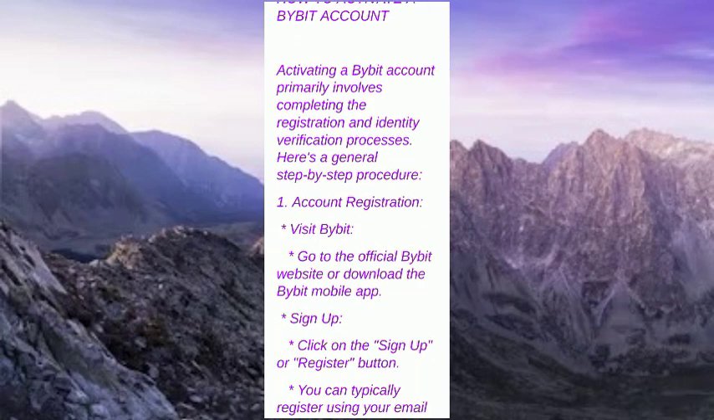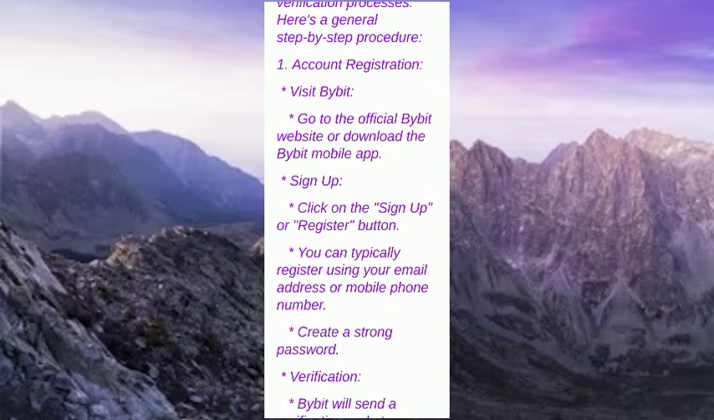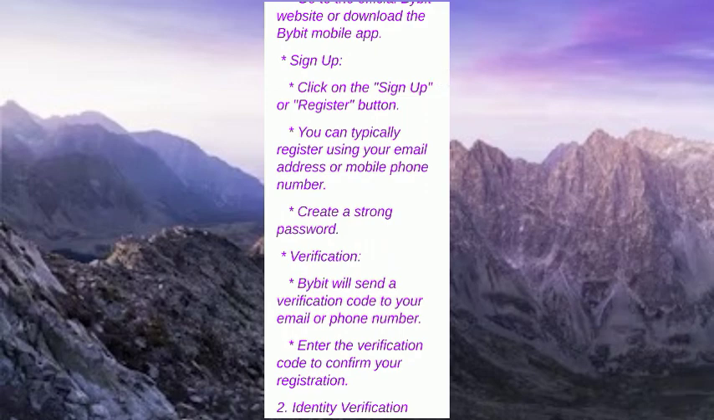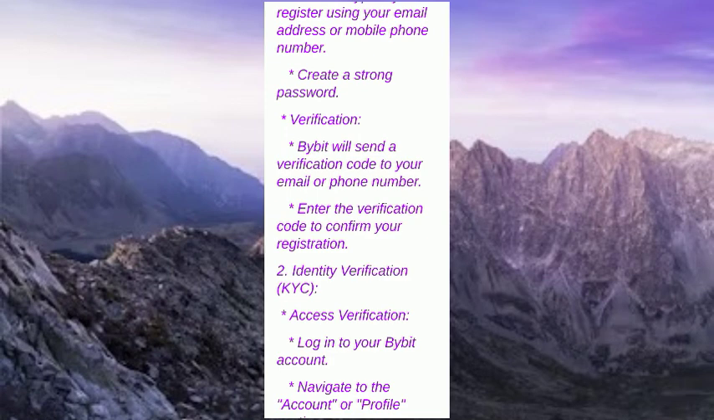The first thing you need to do is go to the official Bybit website or download the Bybit mobile app. Next, you click on the sign up or register button. Using your email address or mobile phone number, register. Next is to create a strong password. Bybit will send a verification code to your email or phone number. Enter the verification code to confirm your registration.